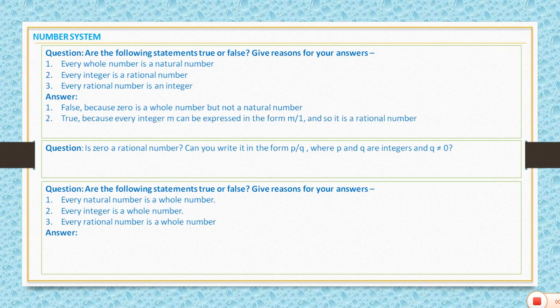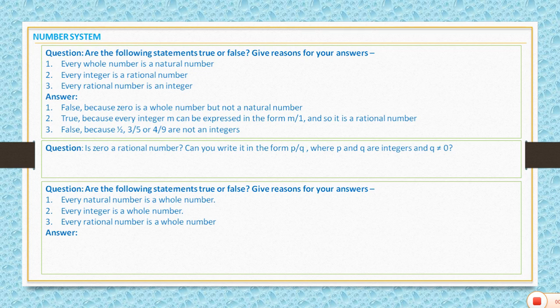Third question. Every rational number is an integer. सारे rational numbers, सारे P by Q form वाले numbers क्या integers हैं? Integers में आपका क्या होता है? आपके 0 भी आता है, positive भी आता है, negative भी आता है. तो क्या लेकिन उसमें fractional numbers आते हैं? Rational numbers में तो fractions आते हैं. The answer is no. Integers में fractions नहीं आते. So every rational number is an integer. This is wrong. Next question.